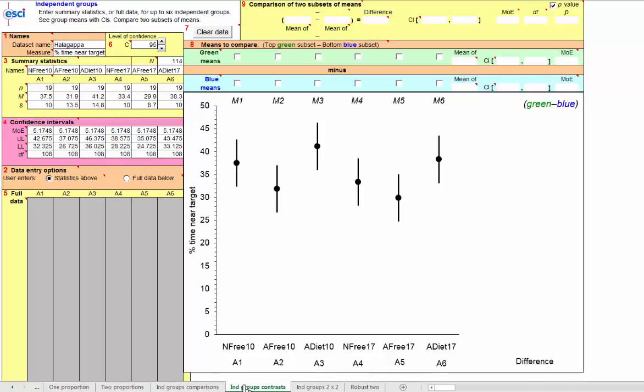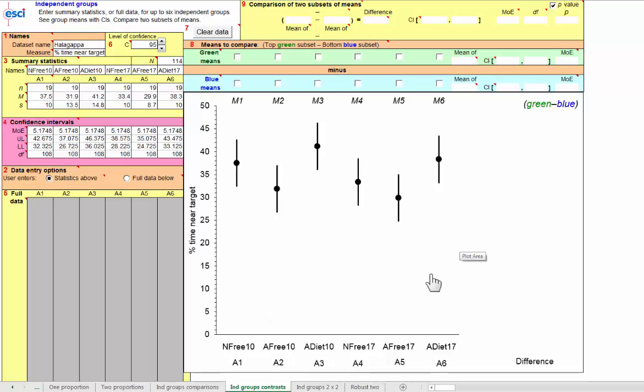This page, like the previous one, allows 2 options. You can either enter just summary statistics or full data. And here we have the summary statistics for the performance of mice in this cognitive task, which is actually a swimming maze. Percent of time near target is what we measure, and the higher it is, the better the mice do. And here are the means and confidence intervals, of course, for the 6 independent groups. Now, we're going to extend the idea of subset contrasts to this example where we have 6 groups.